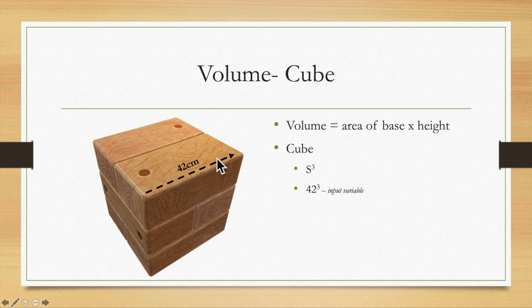42 centimeters is our side length, so 42 to the power of 3, which is really like saying 42 times 42 times 42. We want to understand what it is that the exponent is asking us to do, and as a reminder, it's that number times itself this many times. So if this was 42 to the power of 4, it'd be 42 times 42 times 42 times 42, 4 times. And when we solve for that, for 42 cubed, we're left with 74,088 centimeters cubed.